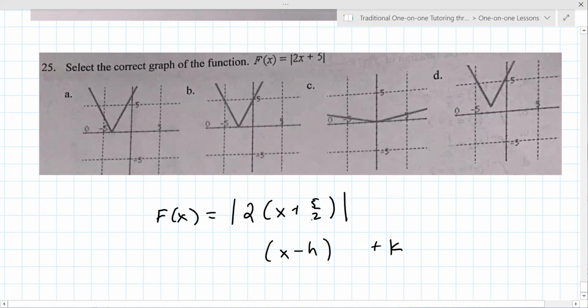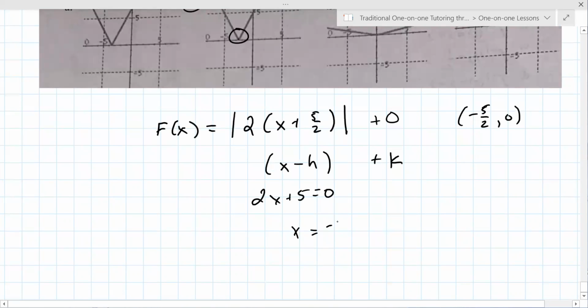So your k in your problem here is 0, and your h is minus 5 halves, and that just tells you where the vertex is, this point here. So your vertex is at minus 5 halves comma 0, and the only one that matches is this one right here. So it's definitely B. Now another way to do it is just set it equal to 0, and the only way it's 0 is if what's inside the absolute value of 2x plus 5 equals 0. When you solve for x, you get x equals minus 5 halves.